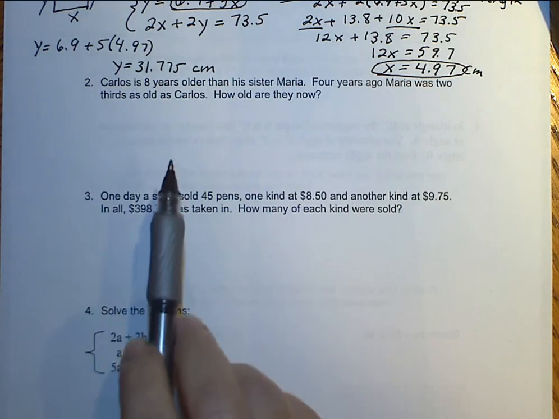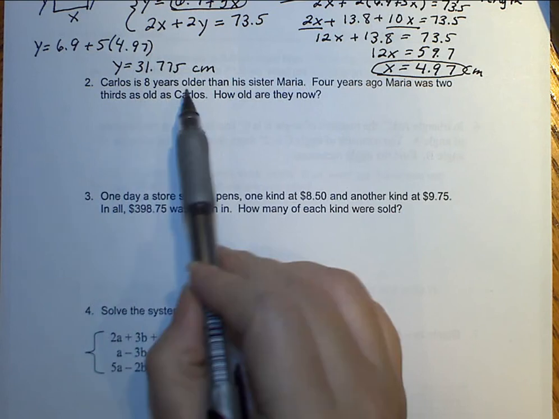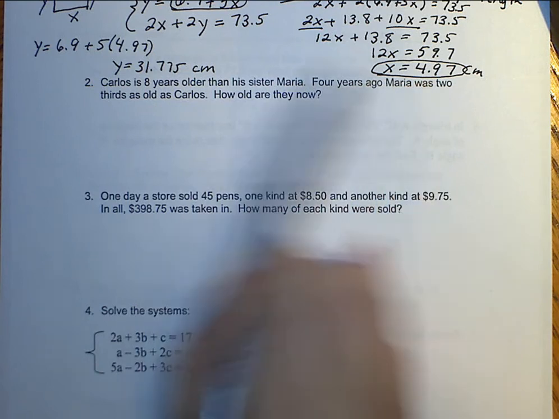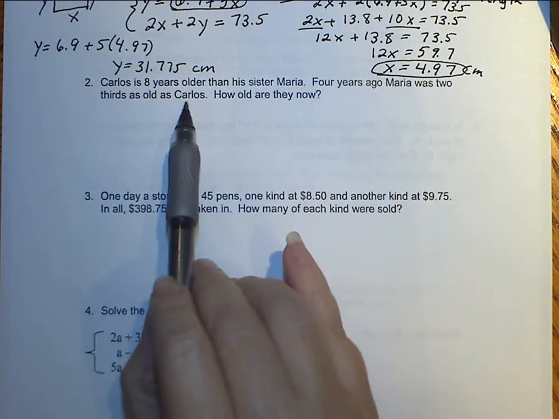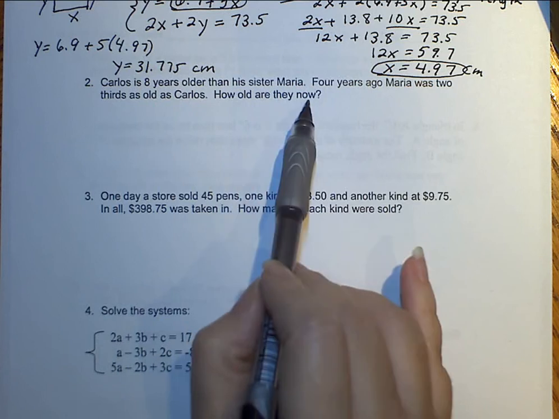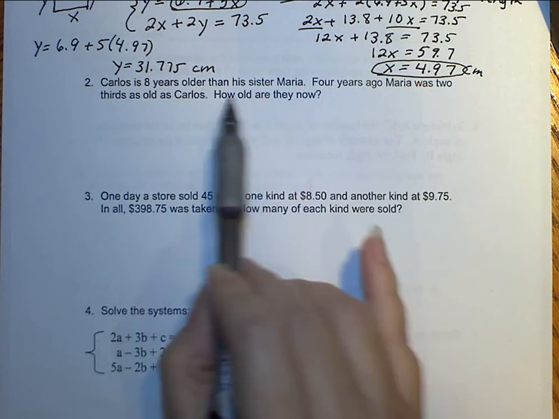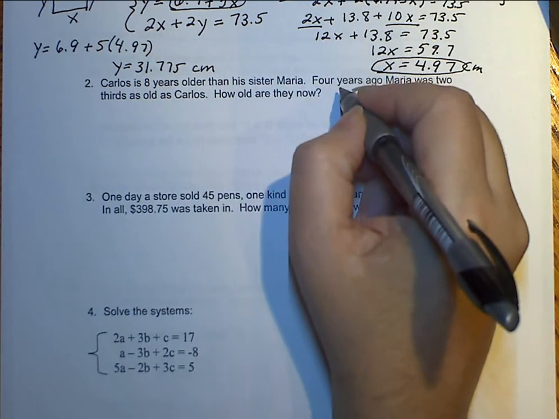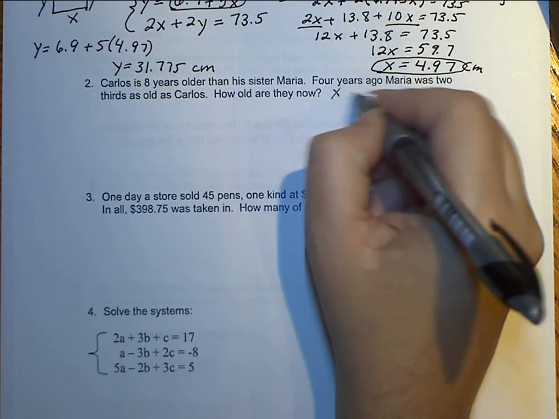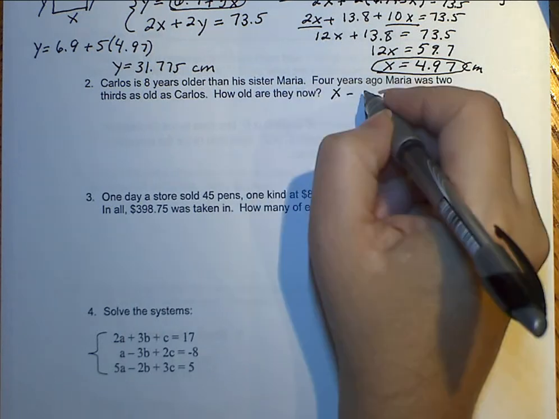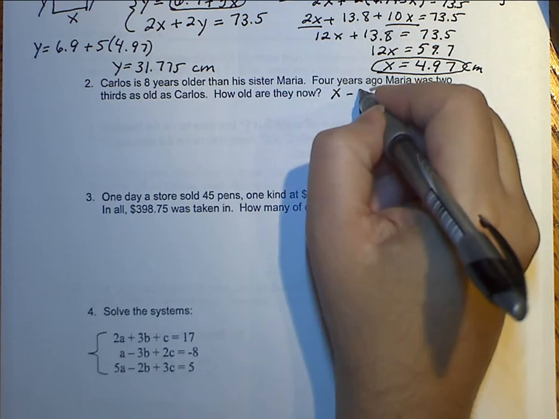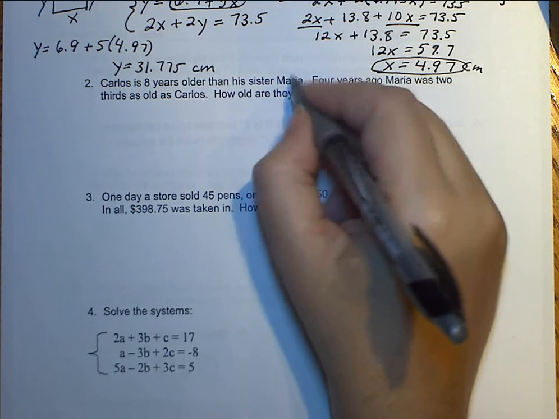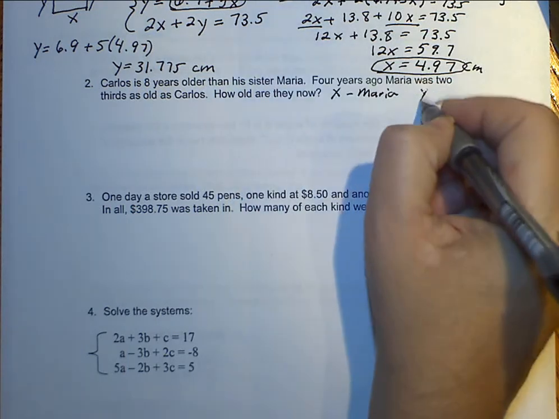Alright, now we have Carlos is 8 years older than his sister Maria. 4 years ago, Maria was 2/3 as old as Carlos. How old are they now? So they want to know their age now. So that means X can be Maria. And again, the only reason I'm picking x is because by the period, but you can do it however you want. And Y is Carlos.